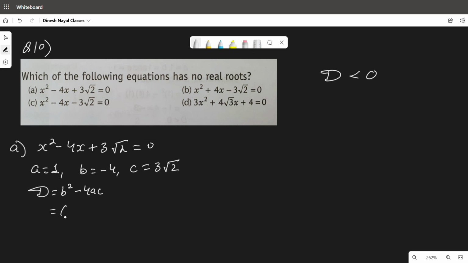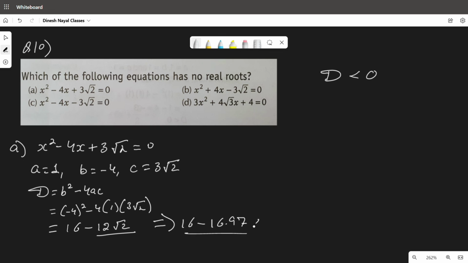So this is minus 4 whole square minus 4. A is 1, C is 3 root 2. So this is actually minus 4 square will be 16 minus 12 root 2. So actually this is 12 into 1.41, which will give you 16.97, which is 16 minus 16.97. So basically this will give you a negative value. So hence this equation has no real root.